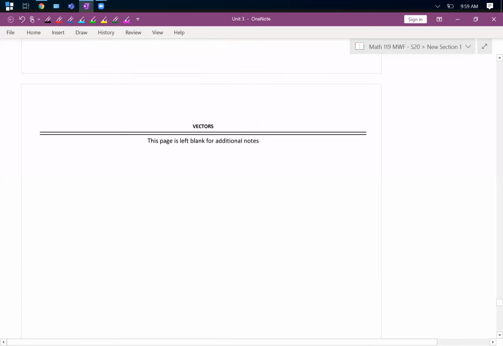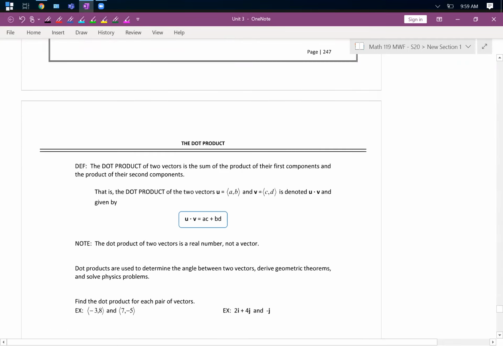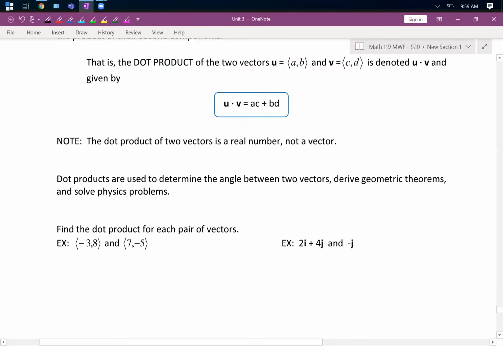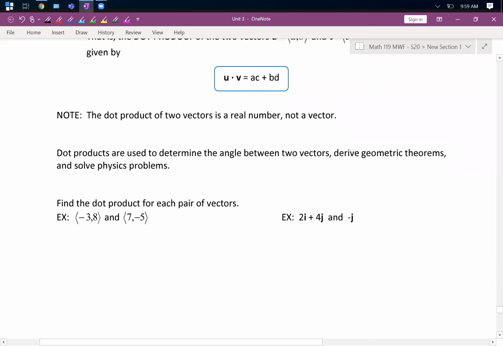All right, dot product is next. The dot product of two vectors is the sum of the product of their first components and their second components. So if we want to dot u and v, u being equal to <a, b>, v being equal to <c, d>, our dot product is a times c plus b times d. Please note that the dot product is a real number, not a vector. Dot products are used to determine the angle between two vectors, derive geometric theorems, and solve physics problems.